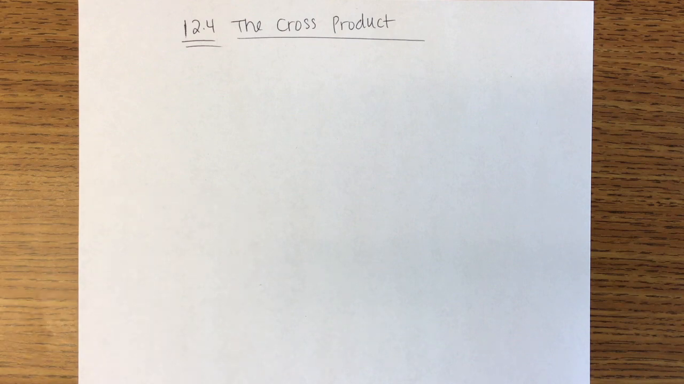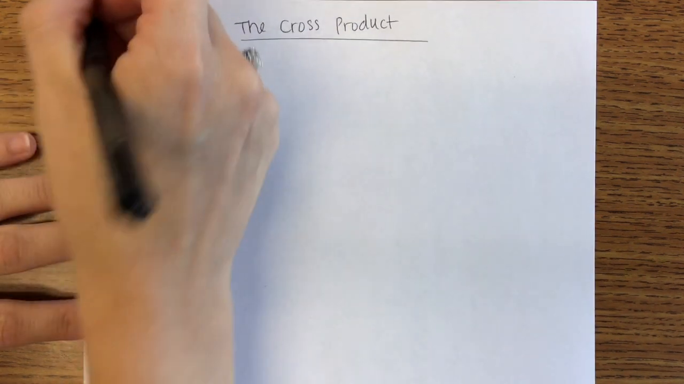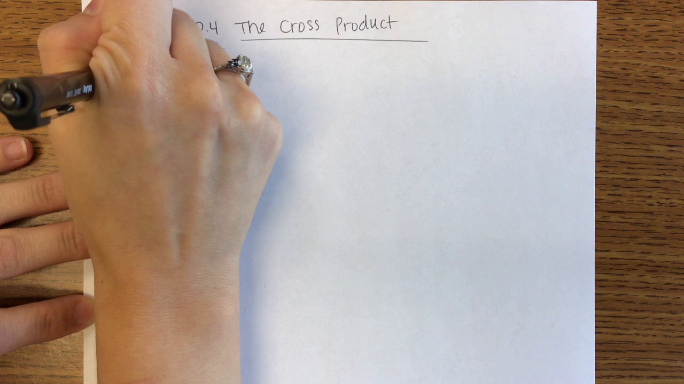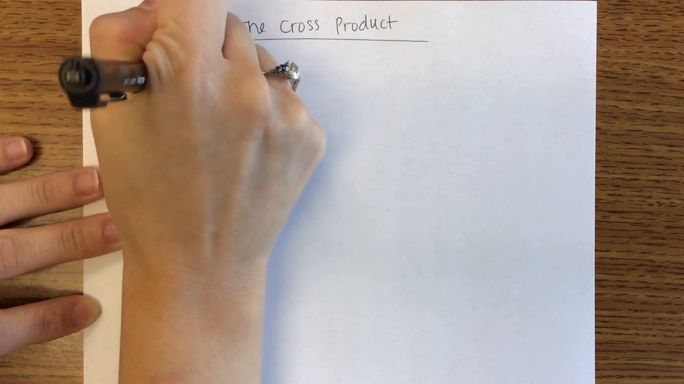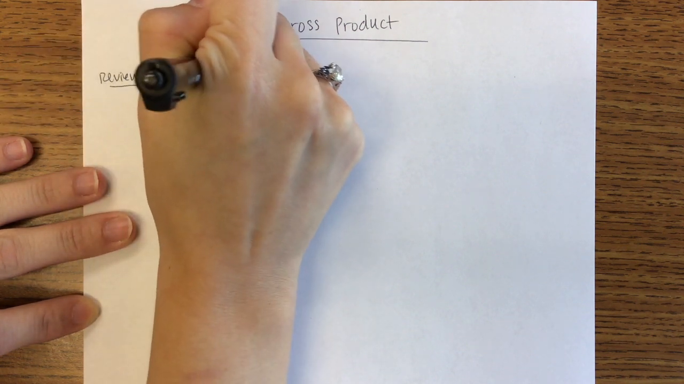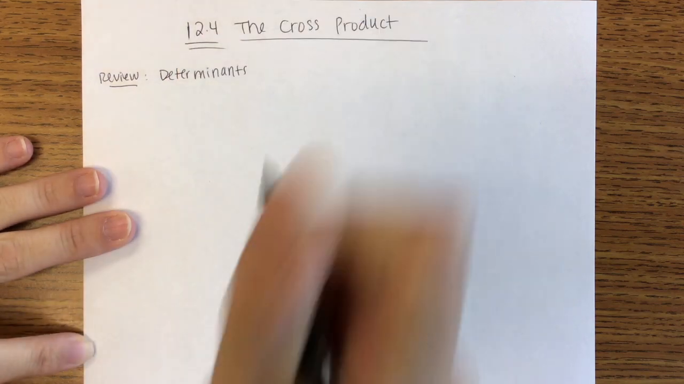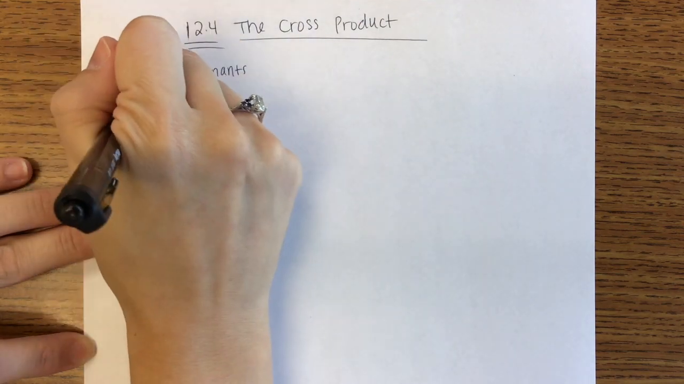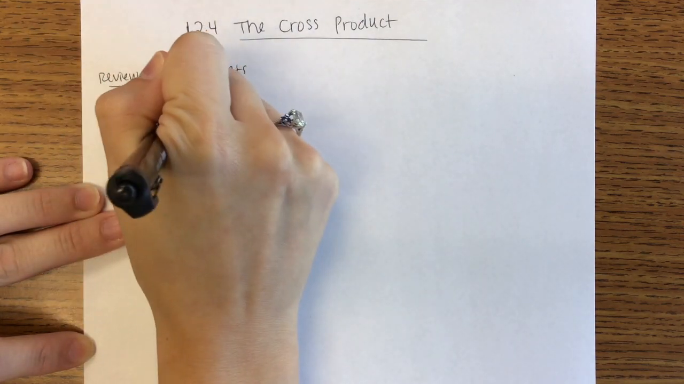Then we're going to talk about what is the cross product and how do we calculate it. We'll look at some properties, and then we'll also look at some applications of the cross product. So first thing that I want to review with you is determinants of a matrix. So let's consider the 2 by 2 matrix 1, 3, 4, 5.